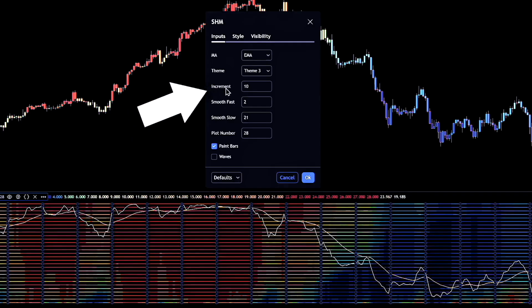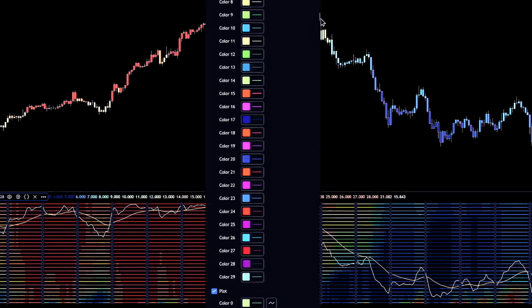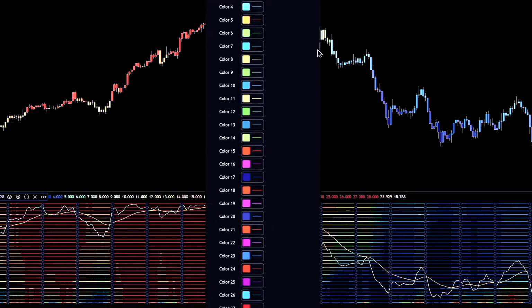The insertion, as mentioned, sets the gap between oscillator periods. If you want them spaced by, say, 20 periods, you'd enter that, so you'd get periods of 1, 20, 40, 60, and so on. The Style tab lets you change the colors of all 28 oscillators.